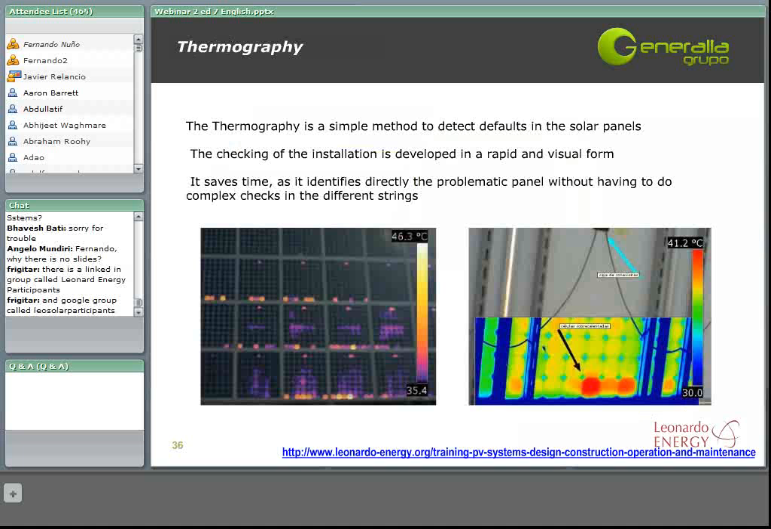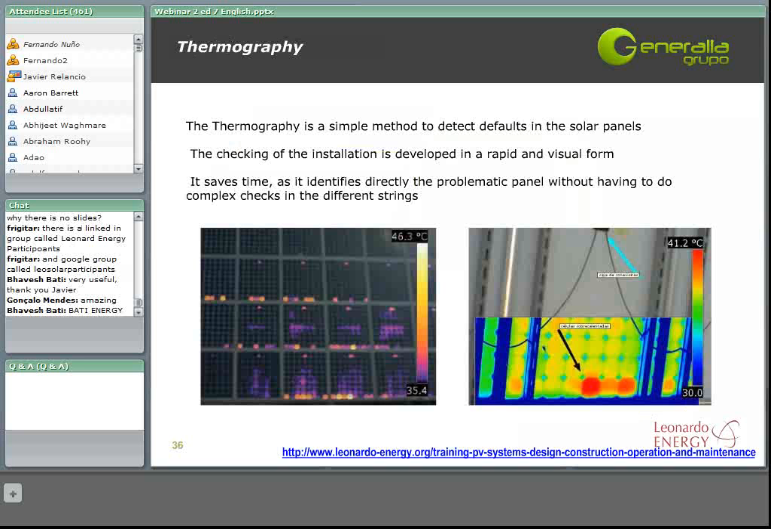To end the quality chapter, we have included a slide to explain the thermal inspection of the modules, as it is a simple method that detects faults in the solar panels. The checking of the installation is done in a rapid and visual way, with a special tool that shows us any defect in the module, as you can see in the pictures shown in this slide. With this special kind of camera, the color of the modules might change if there is any hot spot in the panels, and this may indicate that there is a defect in the panel.